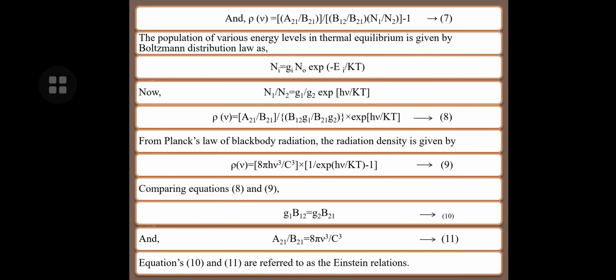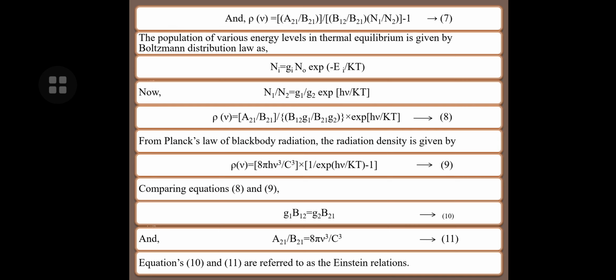If the population of the various energy levels in thermal equilibrium is given by the Boltzmann distribution law, Ni equals Gi N naught e to the power of minus Ei by kT. Now N1 by N2 equals G1 by G2 e to the power of h nu by kT, because N1 equals G1 N naught e to the power of minus E1 by kT and N2 equals G2 N naught e to the power of minus E2 by kT. So N1 by N2 equals G1 by G2 e to the power of E2 minus E1 by kT. E2 minus E1, we know, is h nu.